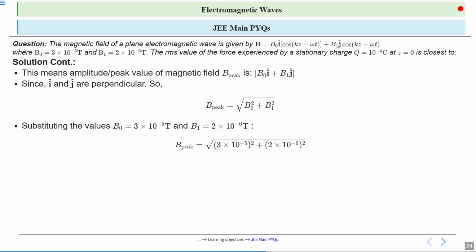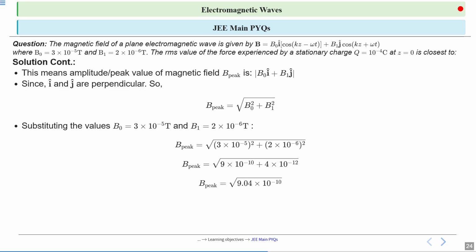So B peak will be root of (3 into 10 to the power minus 5) square plus (2 into 10 to the power minus 6) square. So B peak will be root of 9 into 10 to the power minus 10 plus 4 into 10 to the power minus 12. Okay, we have to equate the powers. So we will make the power 10 to the power minus 12 into 10 to the power minus 10, and it will become 0.04 into 10 to the power minus 10.